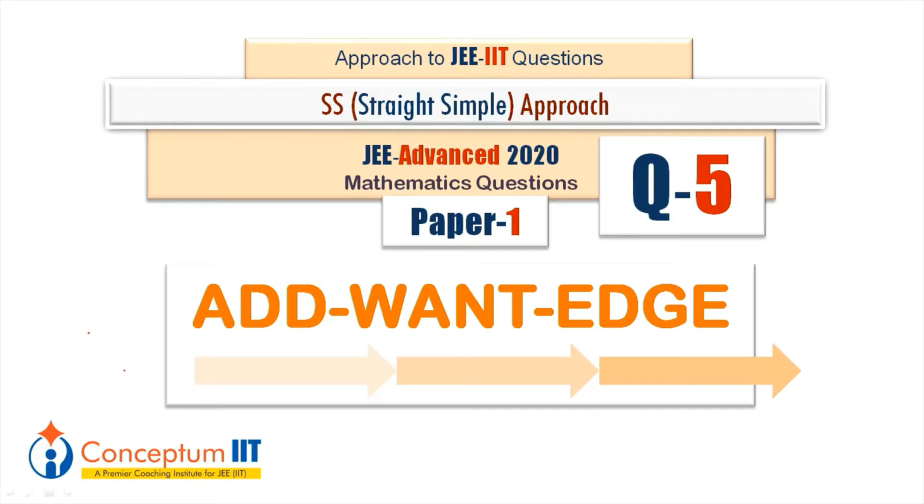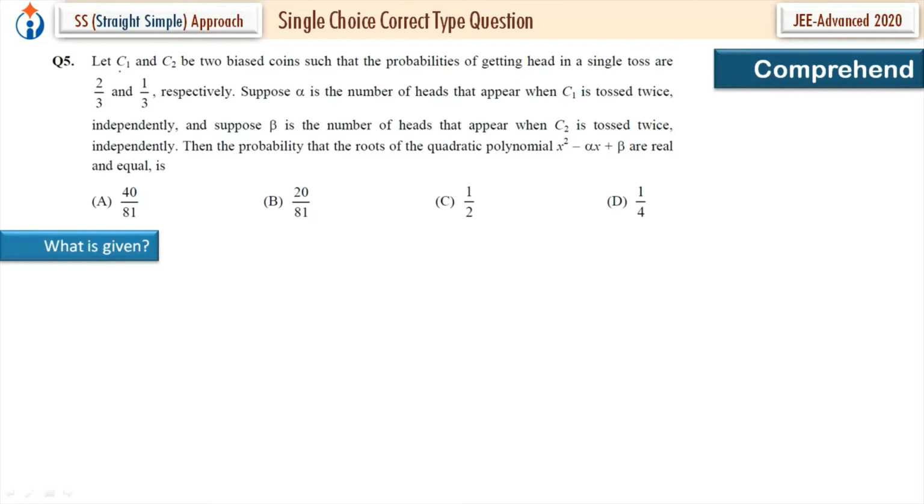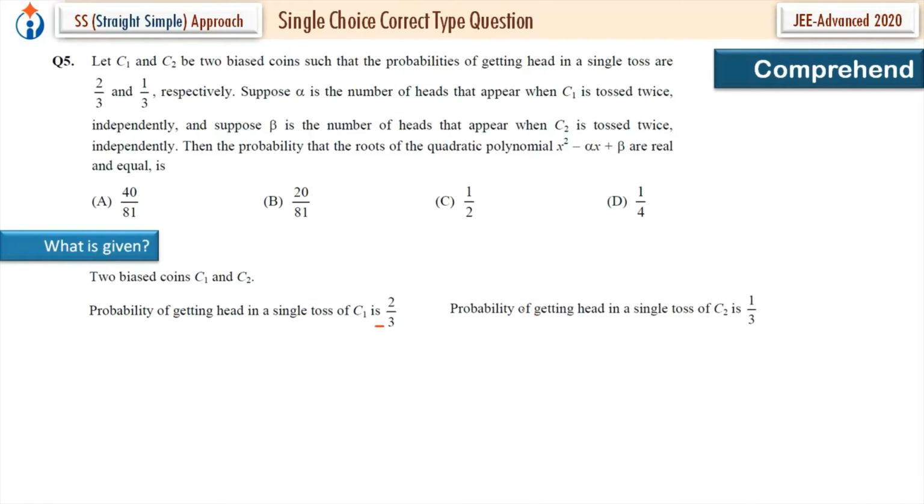Question number 5. Let's comprehend what is given. C1 and C2 are two biased coins such that the probabilities of getting head in a single toss are 2 by 3 and 1 by 3. So the probability of getting head in a single toss of C1 is 2 by 3, and the probability of getting head in a single toss of C2 is 1 by 3.